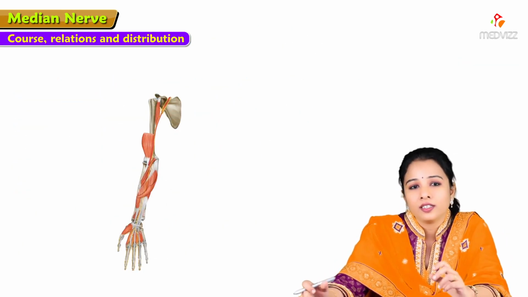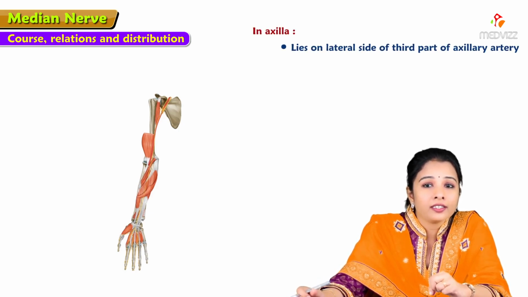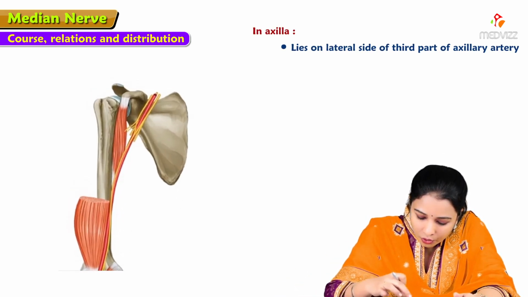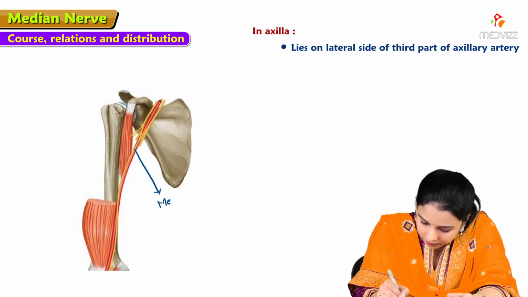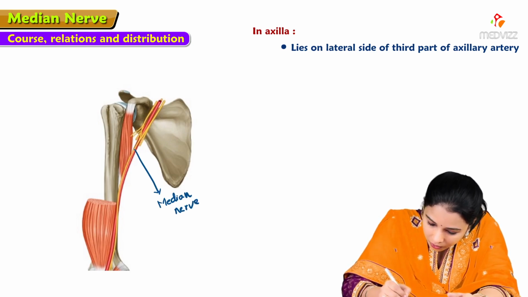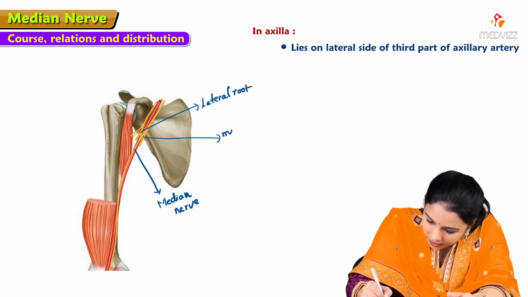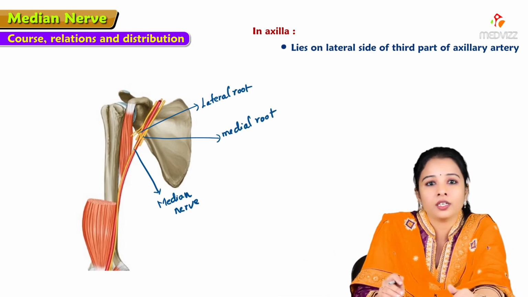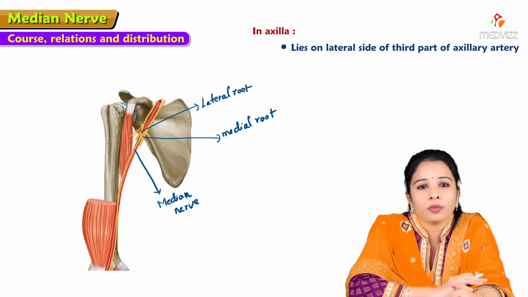Course, relations and distributions. So in the axilla, the median nerve lies on the lateral side of the third part of axillary artery. So I am zooming out to show you the axilla. So this is the median nerve, and we can see the two roots here, lateral root and medial root. We can see they are joining in front of the axillary artery, and further after joining, the median nerve lies lateral to the third part of the axillary artery.